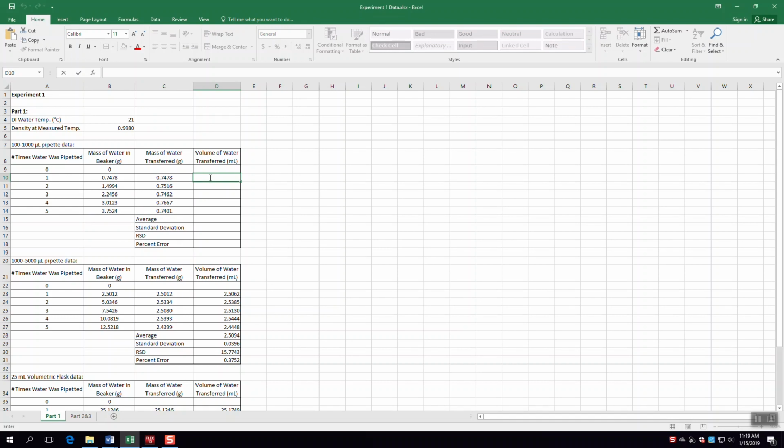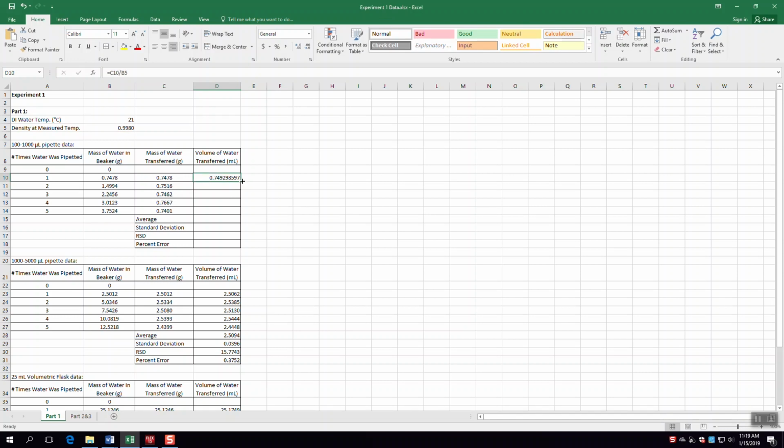Now I need to calculate the volume of the water transferred. Well, since density is equal to mass divided by volume, we can rearrange that formula so that volume is equal to mass divided by density. So to calculate the volume, we're going to do exactly that. We're going to take the mass of the water that we transferred, and we're going to divide by the density of the water at this temperature.